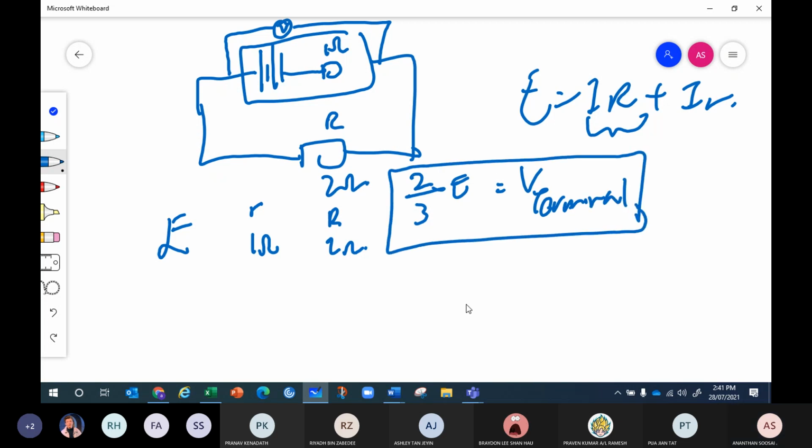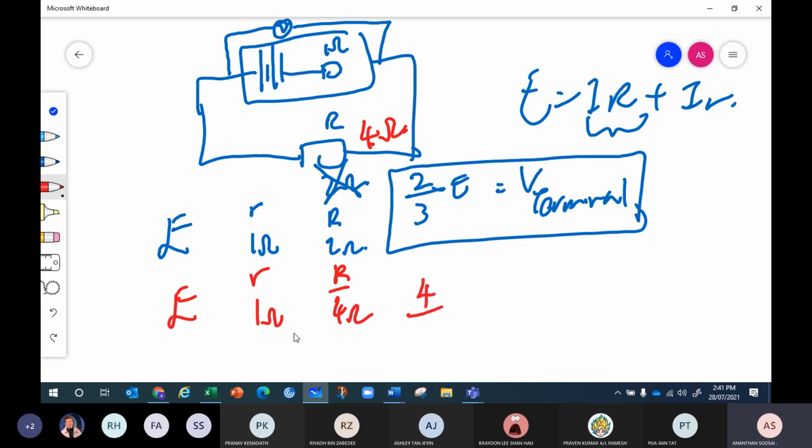Now this capital R, you increase it. Let's say you make it not 2 ohm but 4 ohm. What is the new terminal PD now? The 4 ohm and the 1 ohm internal resistance share the E. So you see, big resistance takes big voltage. How much is the voltage now? 4 divided by the total resistance of 5, times E. So 4/5 E is the terminal PD. All right, got it. Thank you, sir.